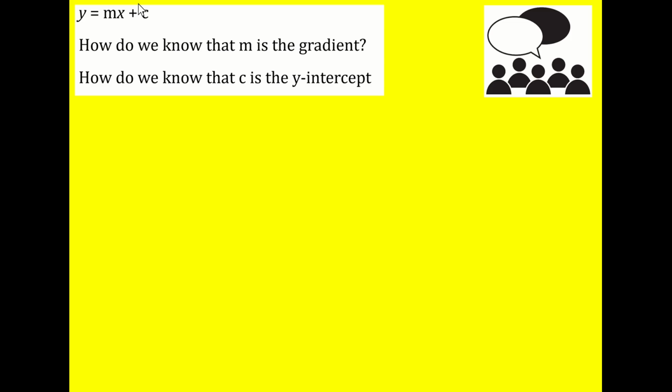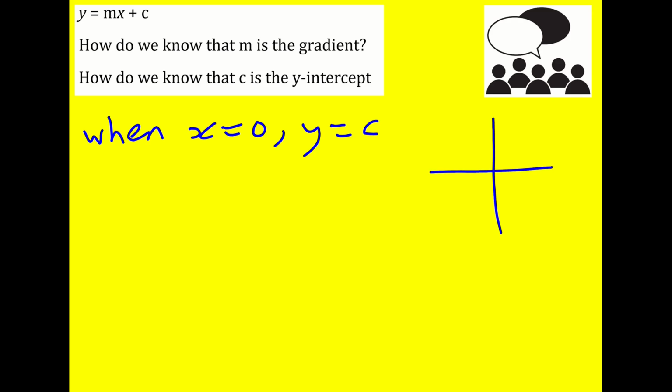Okay, I think I'll talk about the y-intercept to start with. Essentially, when x equals 0, for this equation, it's going to be m times 0, and I'm going to get y equal to c. So in some sense, it just falls out of the equation naturally. When I let x equal 0, I will get the value of c. And for me, that is convincing enough. I'm happy with that one.